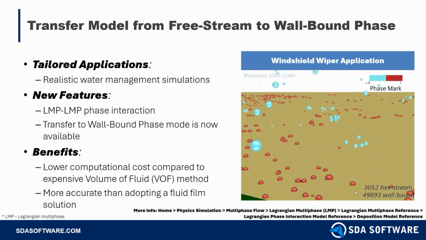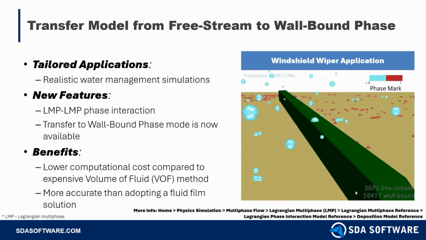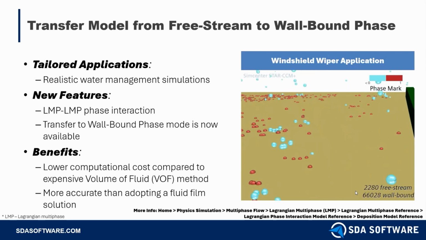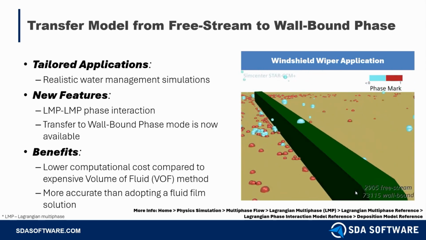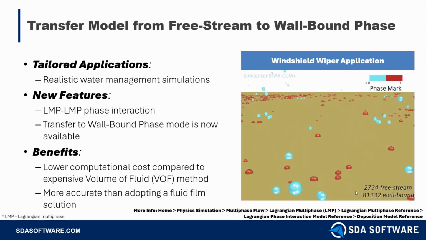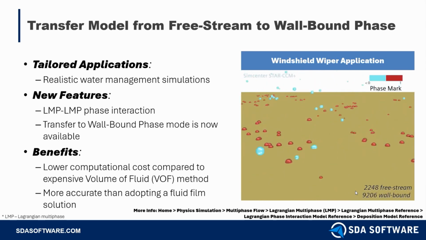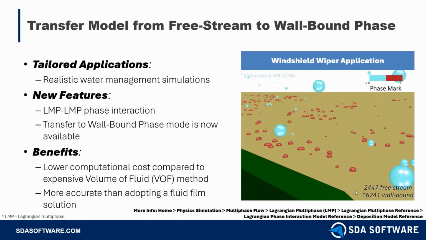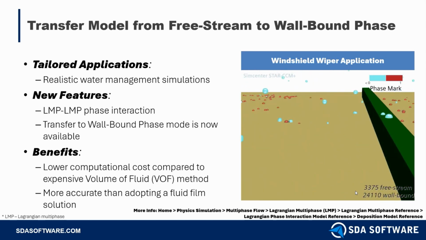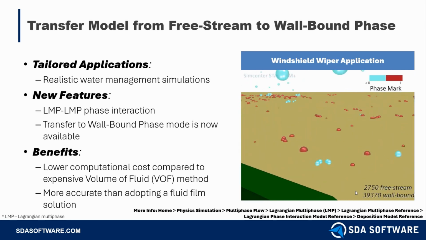To make this demo a little bit more realistic, the phase interaction is even further filtered by a particle diameter. So the transfer model is only applied to the smaller droplets, and the splash model is applied to the larger droplets to further break them up into smaller droplets. So the broken-up droplets will eventually meet the particle diameter to activate a transfer model.